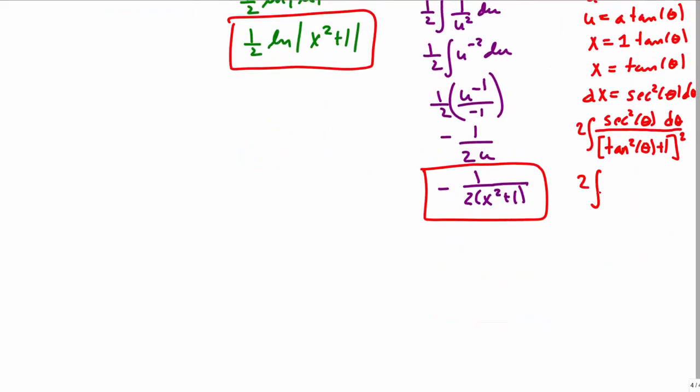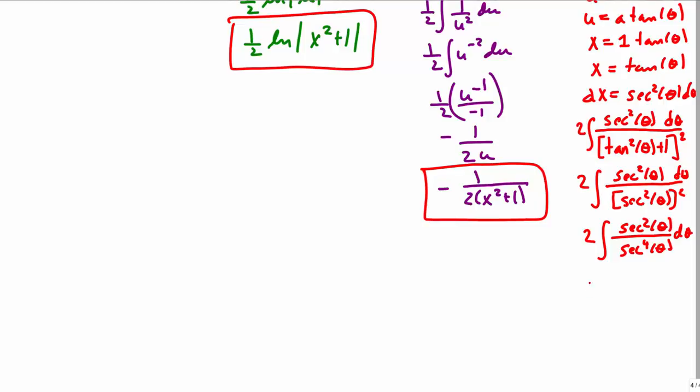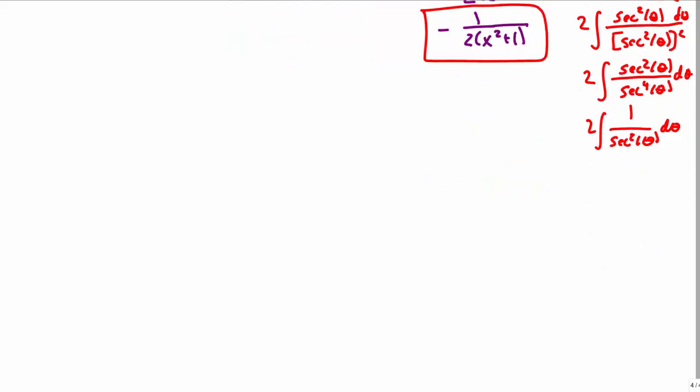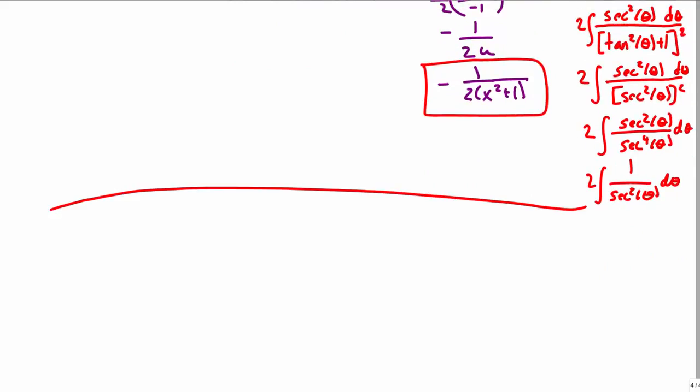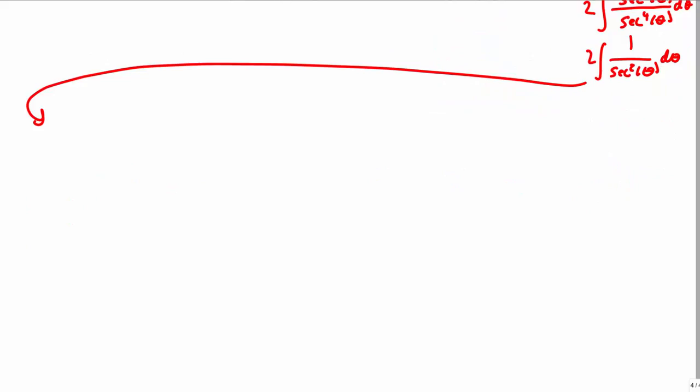So simplifying, if you recall, tangent squared plus 1 is secant squared, so this is secant squared theta quantity squared. So this is going to be secant squared theta over secant to the 4th theta d theta. And of course we have canceling occurring here, and I have 1 over secant squared. So this looks a lot better. I still can't integrate this, so I'm going to flip it up top, and actually I'm going to come over here to give myself some more room.